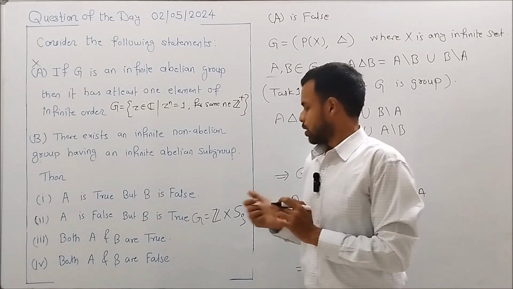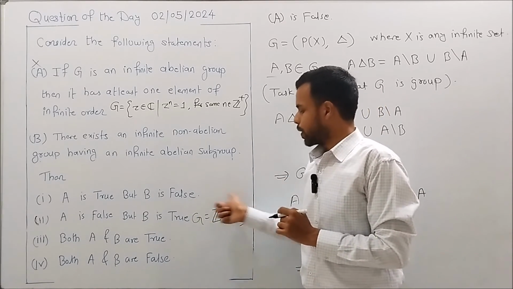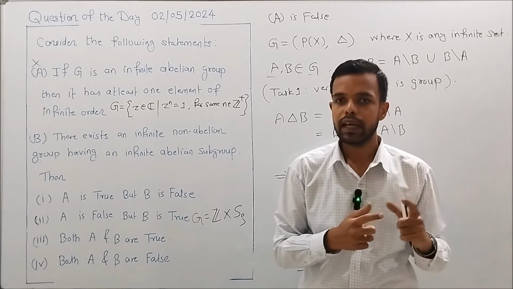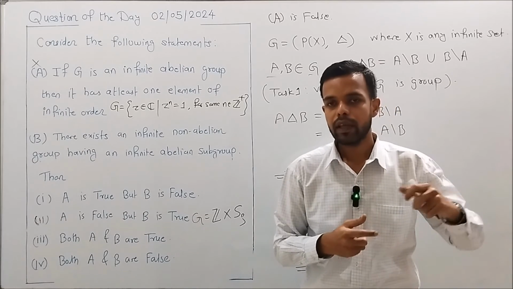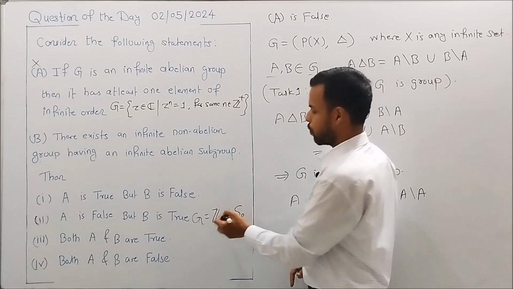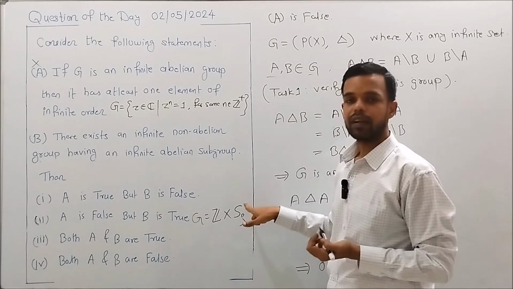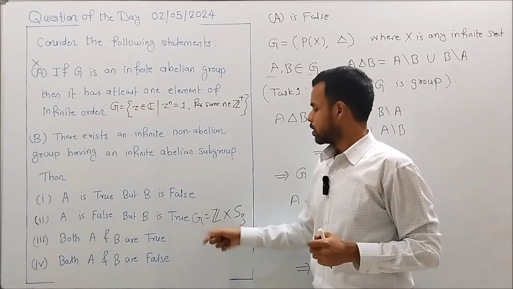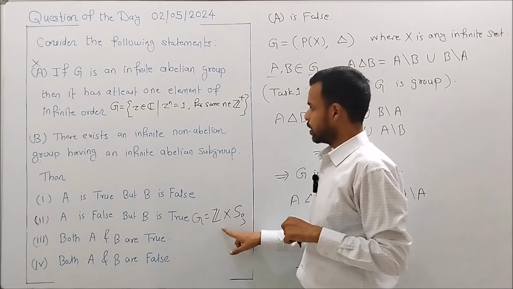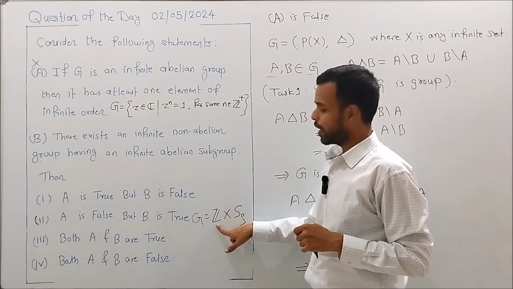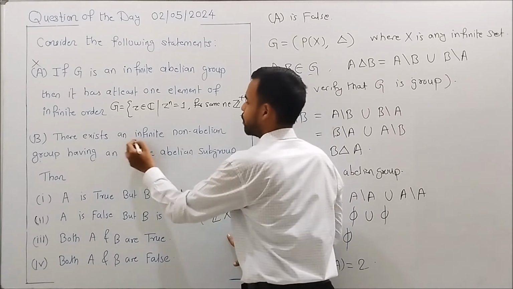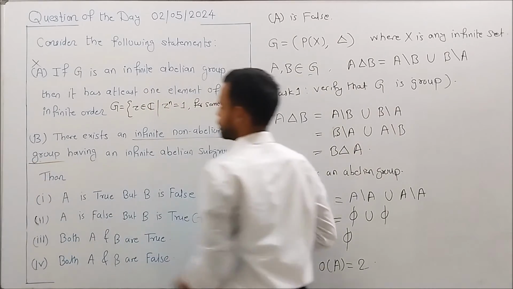So their direct product is again non-abelian, since we know that the direct product of groups is abelian if both of the factors are abelian. But here one factor is abelian and another factor is non-abelian. So overall this direct product, that is G, is a non-abelian group. And as Z has an infinite number of elements, G has an infinite number of elements. So it is an example of an infinite non-abelian group.